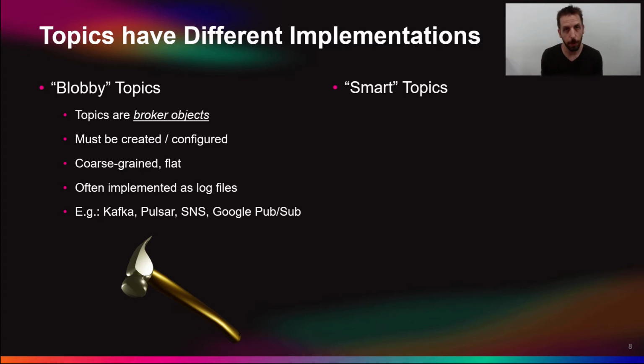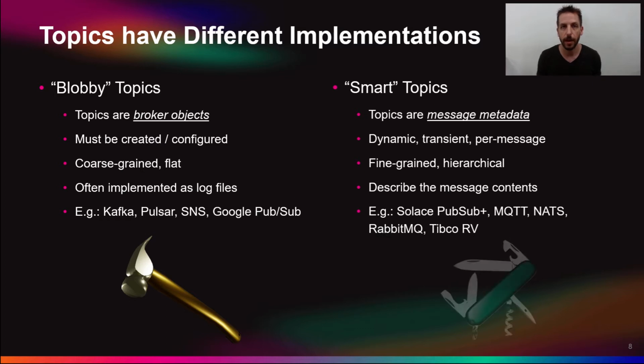Versus a smart topic is something that's more dynamic. It is message metadata. Every message that you publish has a topic associated with it. This topic is created when the message is sent, and the topic usually describes the contents of that message, or the action that it intends to take, right? So it's not like calling a service. You're usually describing the message content, the event notification that is happening. They're often hierarchical, so they're much more fine-grained in terms of describing the contents of that data.